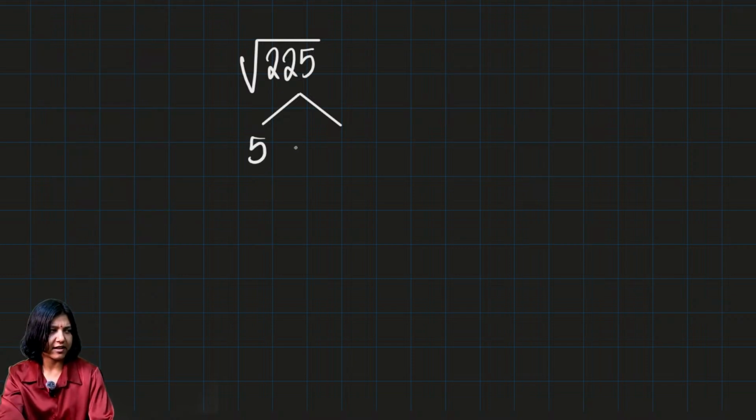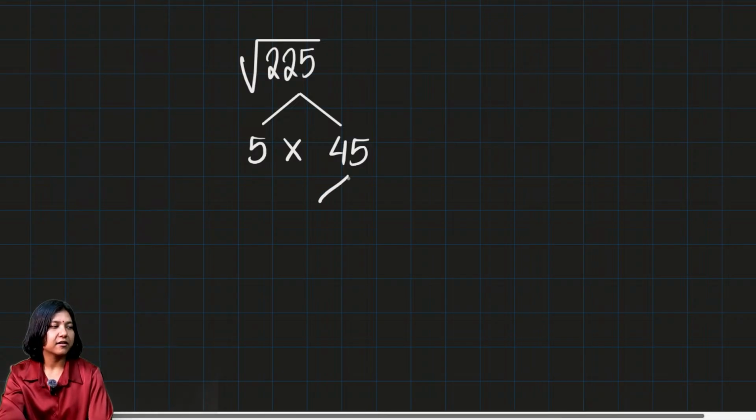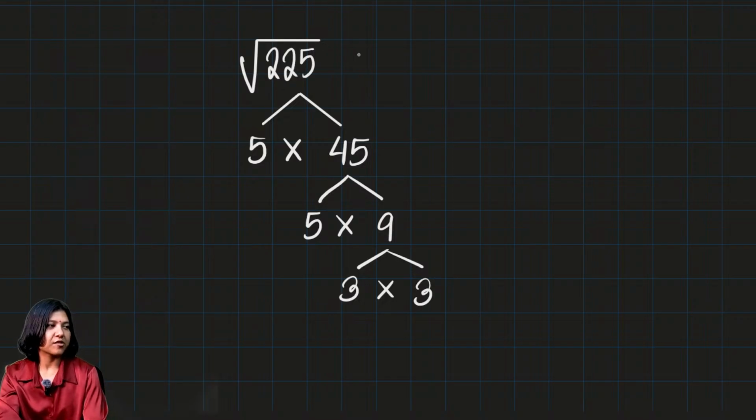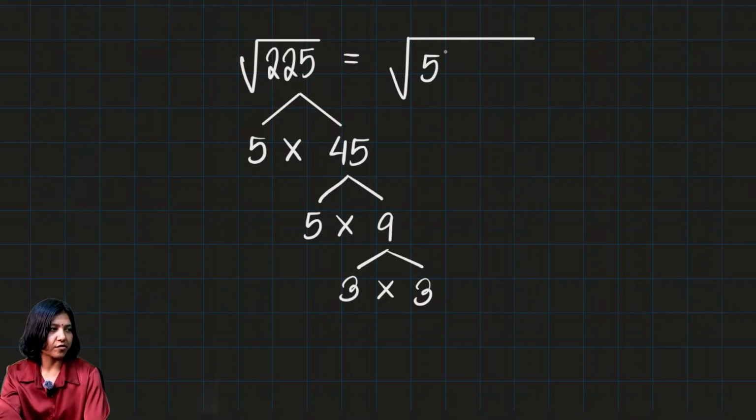5 times how much is 22, or nearest to 22? 5 times 4 is 20, and 5 times 5 is 25. Now 45 is again divisible by 5. 5 times 9 is 45. 9 I can write as 3 times 3. So instead of 225, I can go ahead and write the prime factors. I'll write them in powers. So 5 squared and 3 squared.